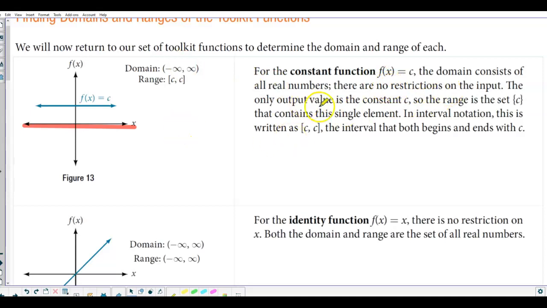Now the only output value is the constant c. So that means that this is the only number that's listed on the graph that's passing through the y-axis. So the range is a set of all the values that just include c. So we have bracket c, comma c, and that contains this single element. So the interval notation is written as [c, c] with brackets at both ends. So the interval that both begins and ends with c.